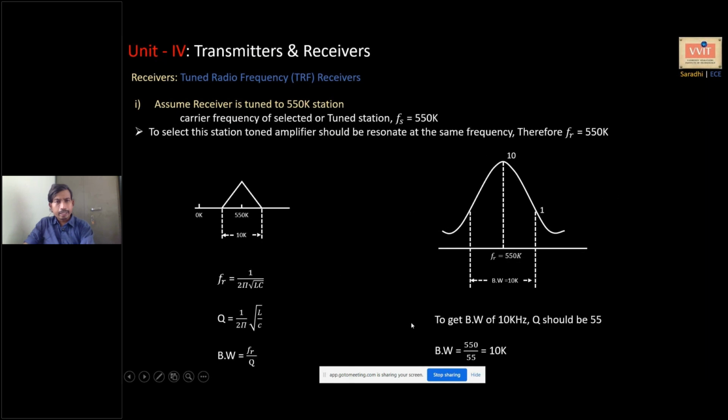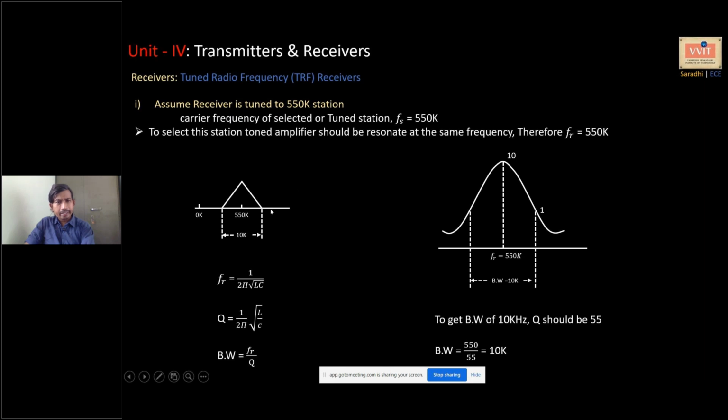Okay, let us see a few examples. In scenario 1 or case 1, let us assume that the receiver is tuned to a 550 kilohertz station, right? So fs is 550 kilohertz. So this is the message spectrum. This is the modulated signal spectrum, which is centered at 550 kilohertz.